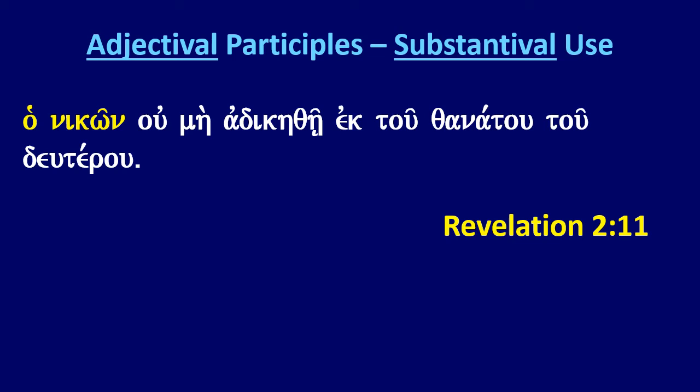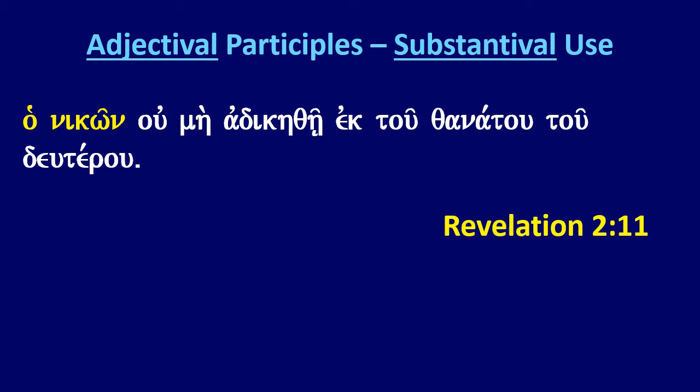Actually, it's in the verb form here, adikeo, which is very common throughout Revelation for hurt or harm, but it's related to that word for unrighteousness that we saw, adikia, in 1 John 1:9. I'm digressing. Let's get back to our point here.